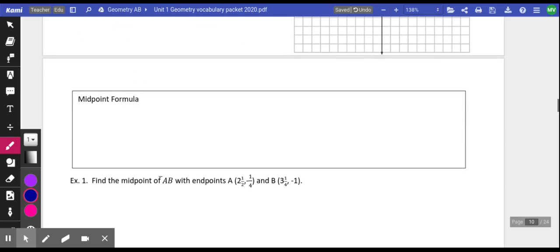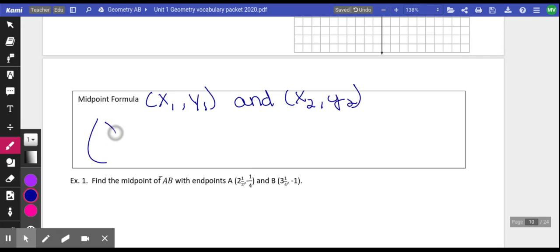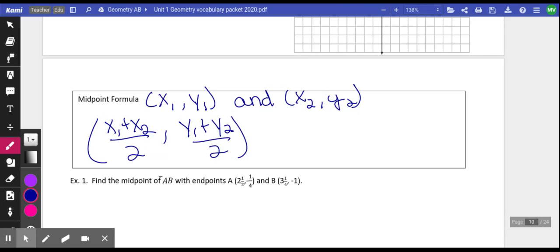So the midpoint formula is exactly what I just said, which is find the average. So if I have the points x1, y1, and x2, y2, the midpoint formula is I add the x's together and divide by 2, add the y's together and divide by 2, and that gives the midpoint.